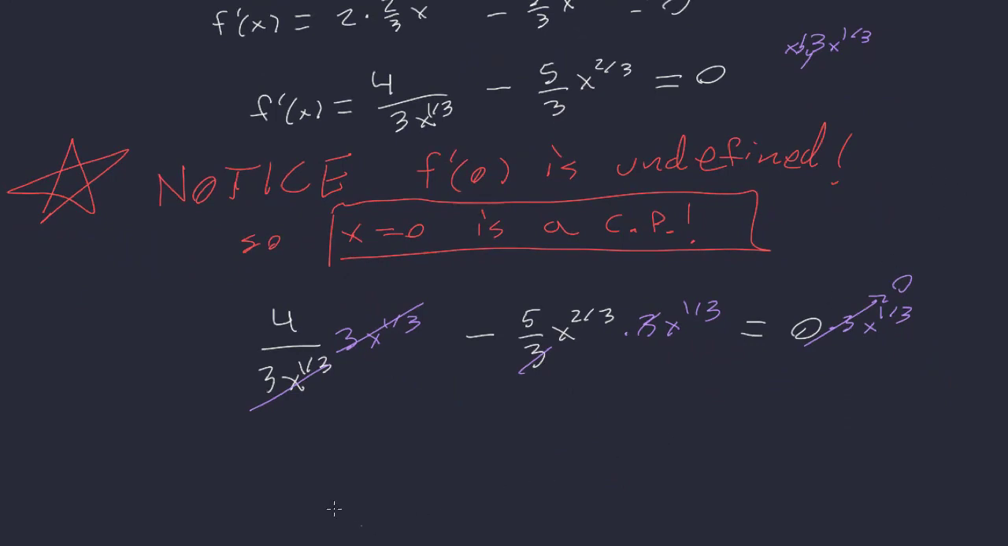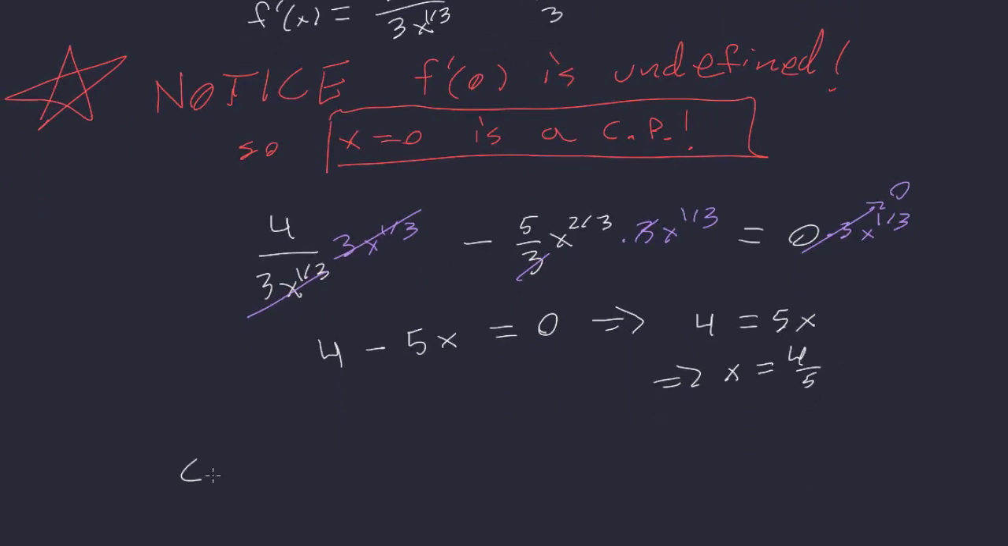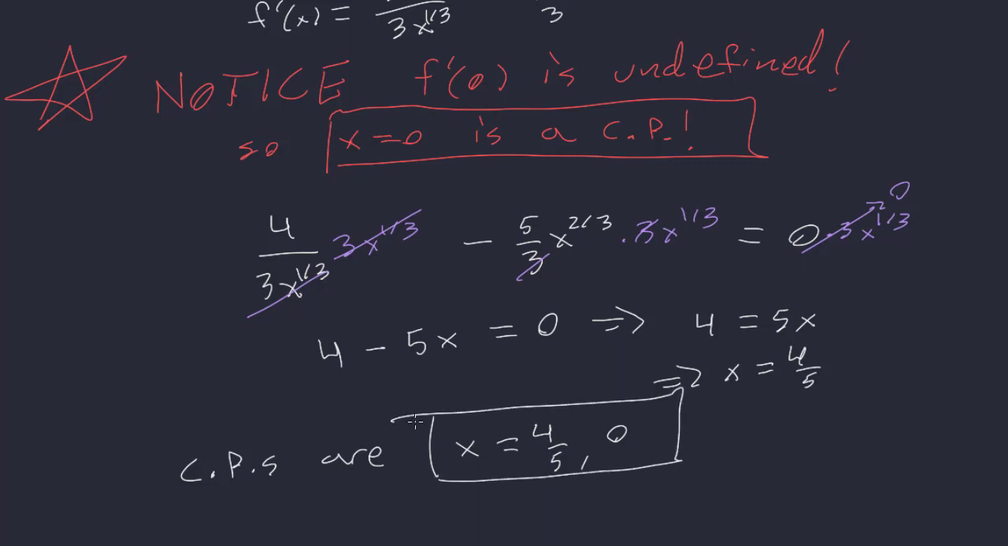Okay? Now we're going to get 4 minus 5x is equal to 0, which makes our equation so much nicer. We just move that 5x over and divide to get x is 4/5. Okay, so the critical points are 4/5 and 0. Right? So 0 is the one you might miss if you're not really careful about the fact that the function, or the derivative of the function, is undefined at 0.